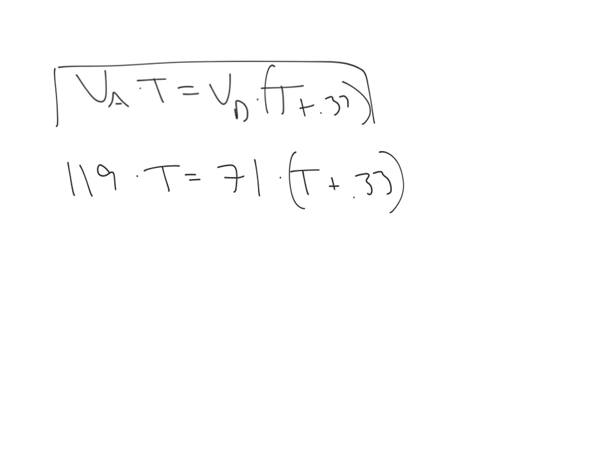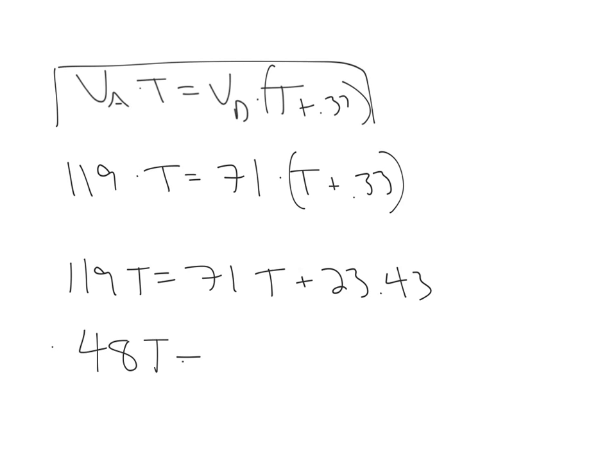Now if we look at this, I've got 119 times t equals 71 times t plus 0.33. I continue to solve this, and I get 119t equals 71t plus 23.43. And then I subtract the 71t to the other side, and I get 48t equals 23.43. I now divide by 48. So 23.43 divided by 48, I get a time of 0.488 hours.